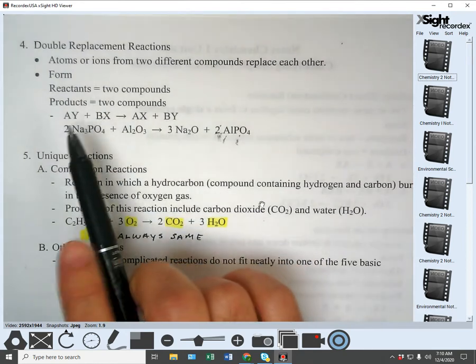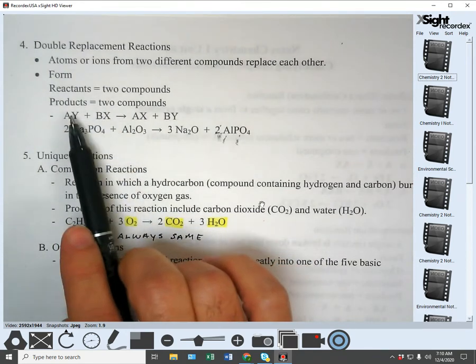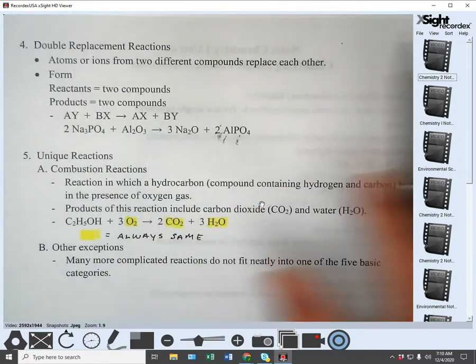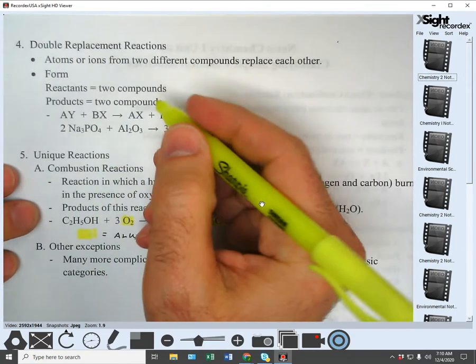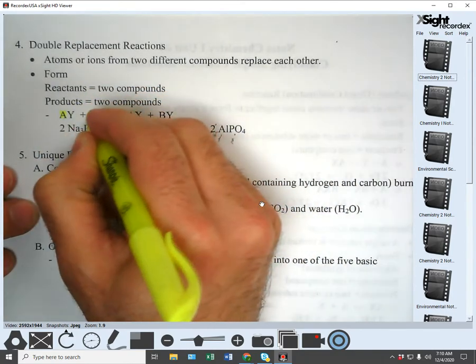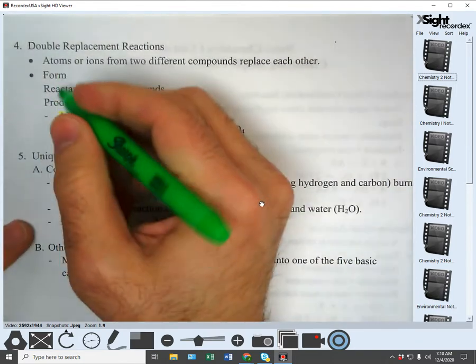So we have AY plus BX, two compounds, AX plus BY. Now if you notice, I'm going to use the same colors I used on the other side. I'm going to use yellow for my cations and green for my anions.